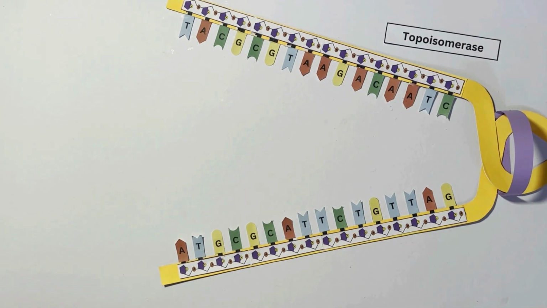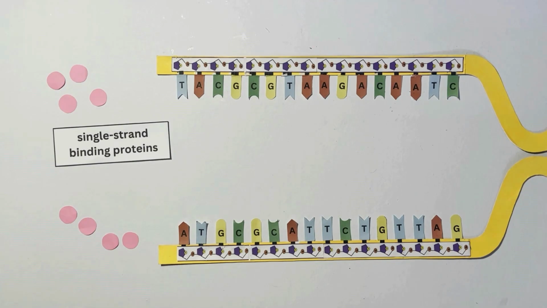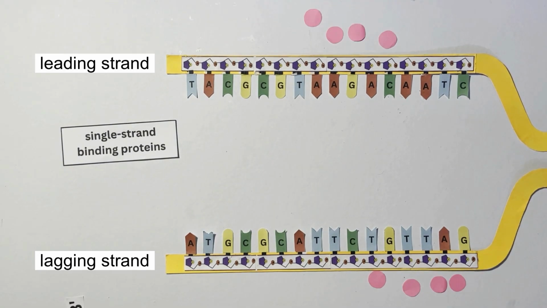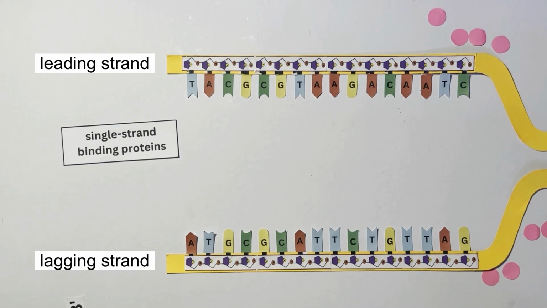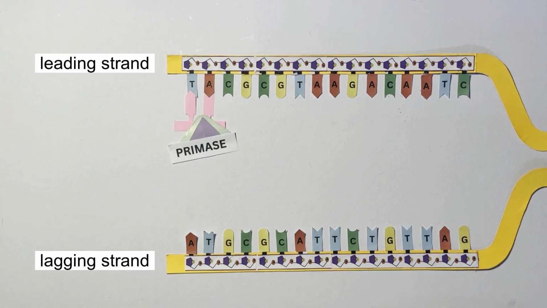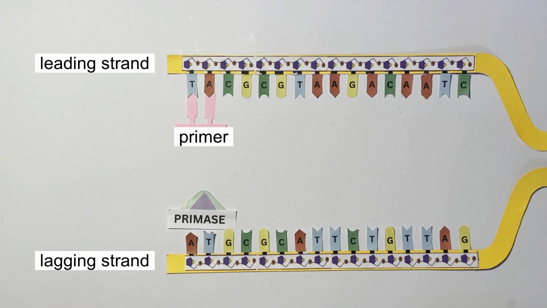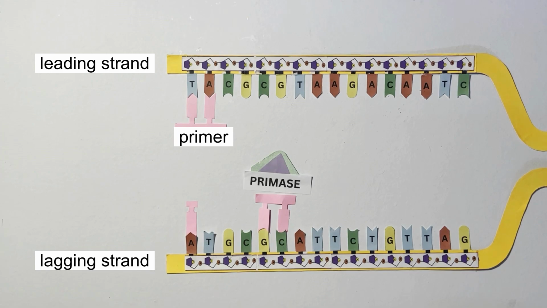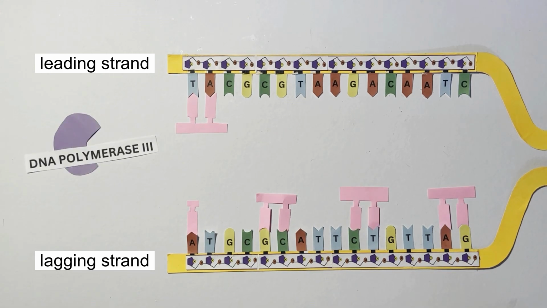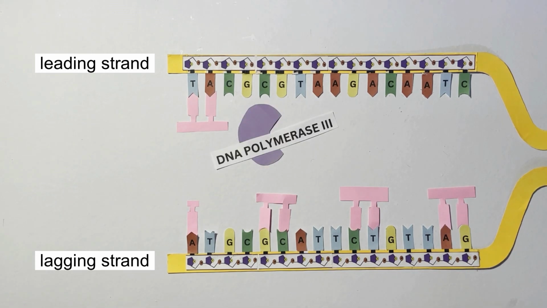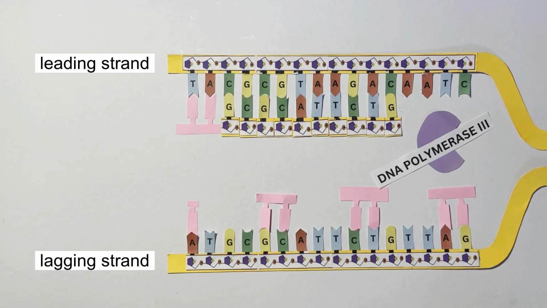Topoisomerase relieves strain ahead of the fork. Single-strand binding proteins prevent DNA rewinding. An enzyme called primase creates a short sequence of RNA called a primer that provides a starting point for elongation. Next comes elongation. DNA polymerase III starts to synthesize new strands.